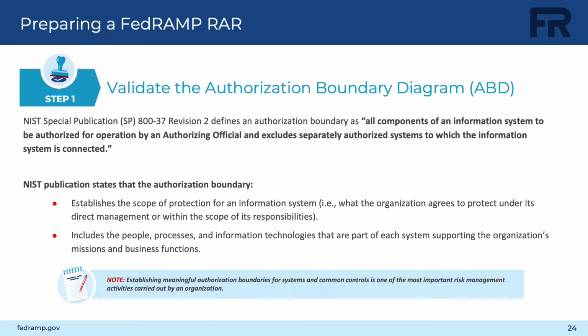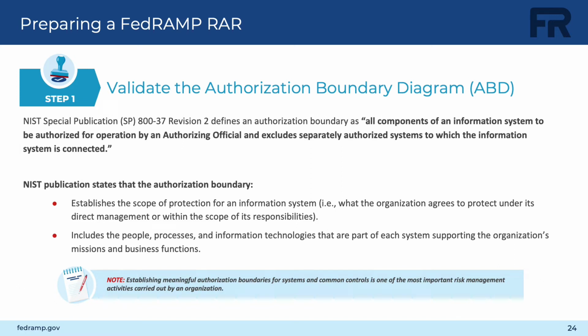The first step in preparing a RAR is for the 3PAO to perform a full authorization boundary validation to include encryption on all data flows and stores. This step is key. NIST Special Publication SP 800-37 Revision 2 defines an authorization boundary as all components of an information system to be authorized for operation by an authorizing official and excludes separately authorized systems to which the information system is connected.